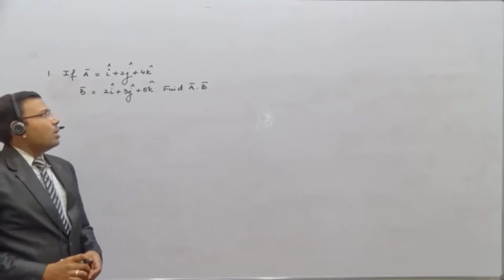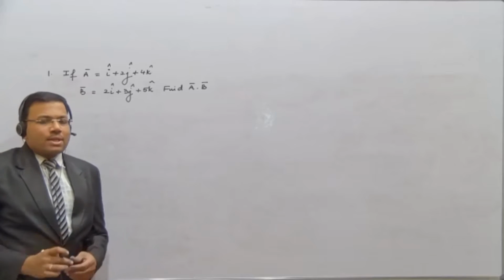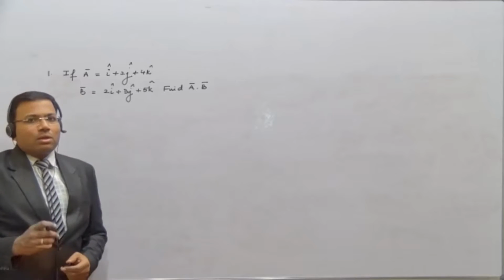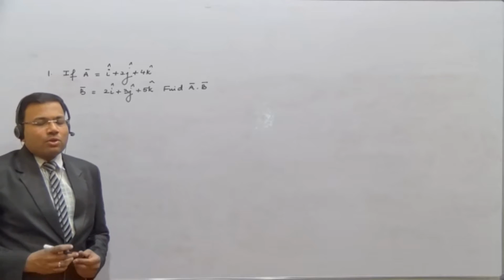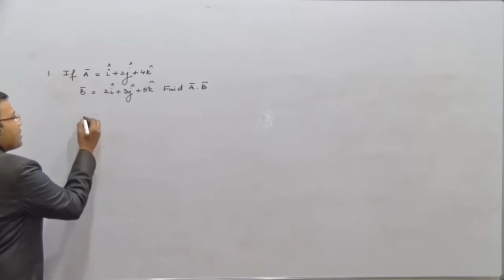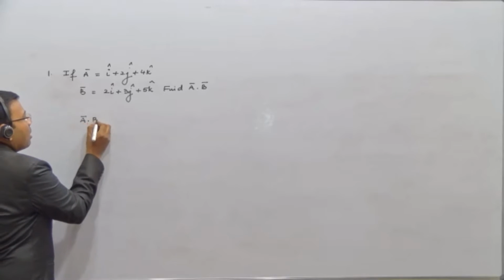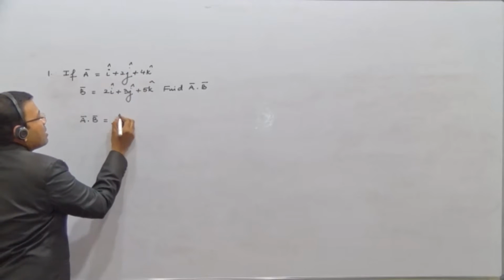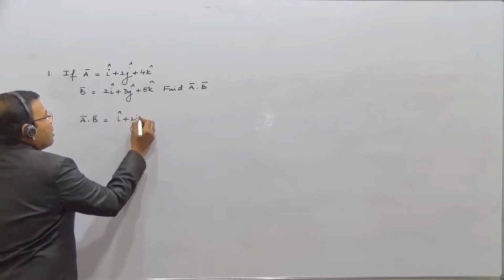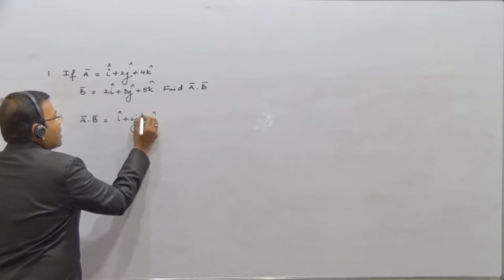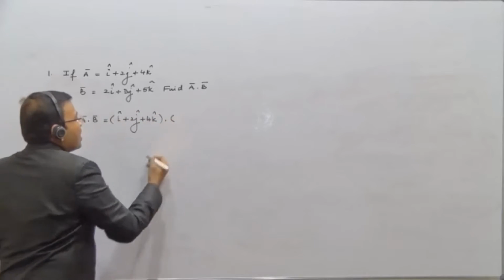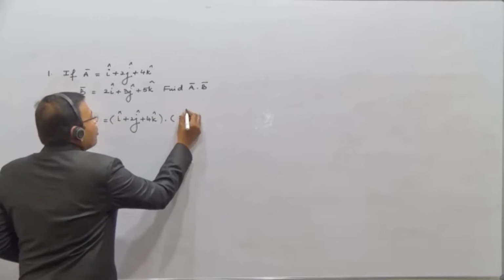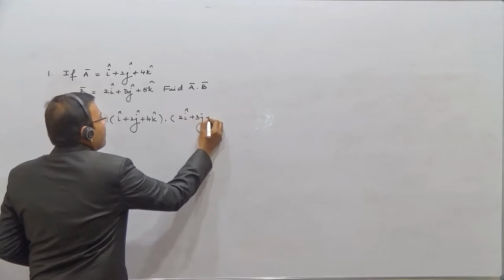This is the question. Here you can see clearly two vectors are given, so we have to find A dot B, that is A bar dot B bar. How to multiply this? It is a simple process. A bar dot B bar is equal to, first you have to write i plus 2j plus 4k. Students, I'm showing you the method, but in the exam you need not write all the steps, you can multiply directly. Then 2i plus 3j plus 5k.